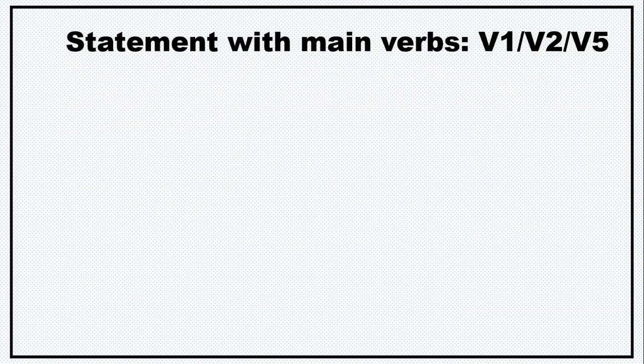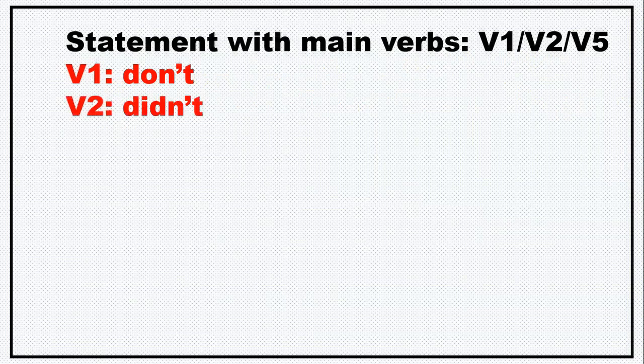Likewise, sometimes you have a statement with main verbs. Main verbs means verb 1, verb 2 and verb 5. Okay, present tense and simple past tense. Verb 1 and verb 5 are present tense and verb 2 is past tense. So if you see verb 1 in this statement use don't. Verb 2 is past tense, so you use didn't. Verb 5, you use doesn't. Keep these three things in mind.